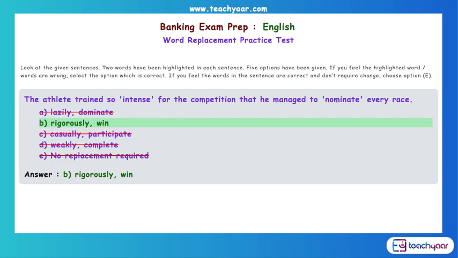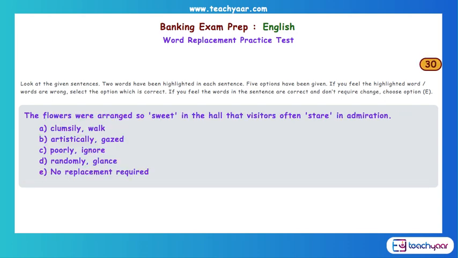Manage to nominate. You don't nominate for every race. What is happening? You are practicing hard, so the athlete wins every race. So that is the answer. Get ready for the next question.